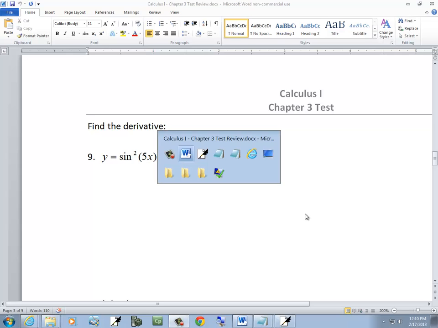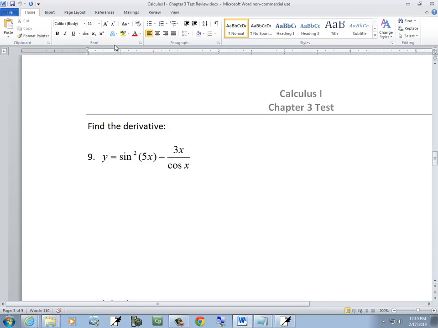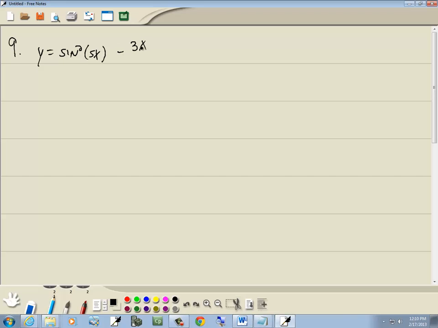Let's take a look at our ninth example. And we got y is equal to sine squared 5x minus 3x over cosine x. Well, remember what this means right here. This means sine 5x, all of it to the second power, minus 3x over cosine x.